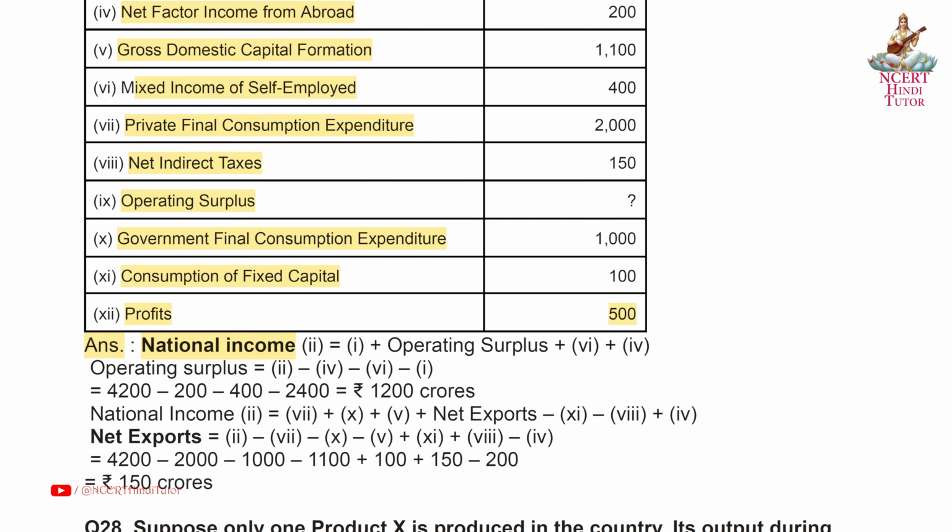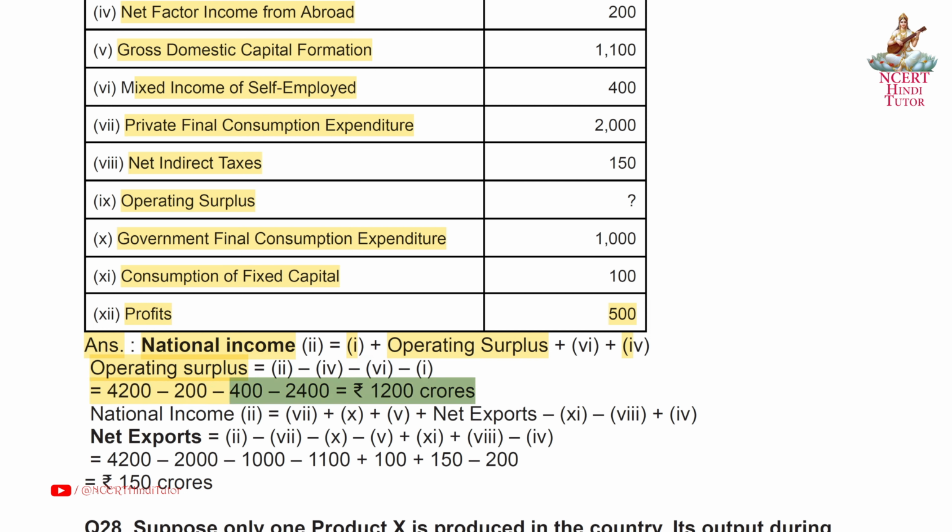First, national income. Second is equal to first, wages and salaries, plus operating surplus, plus sixth, mixed income of self-employed, plus fourth, net factor income from abroad. So operating surplus is equal to second minus 4th minus 6th minus 1st. So equals 4200 minus 200 minus 400 minus 2400, which is equal to 1200 crore rupees.